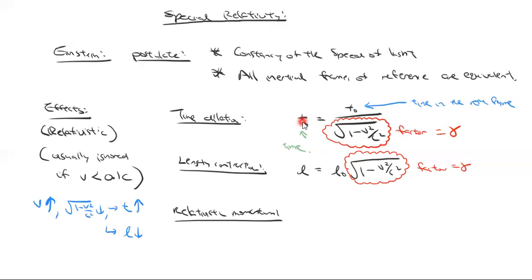Okay, so your relativistic momentum is then going to be, well, p is basically going to equal mv. So p equals mv, but again it's going to be divided by the square root of 1 minus v squared over c squared.